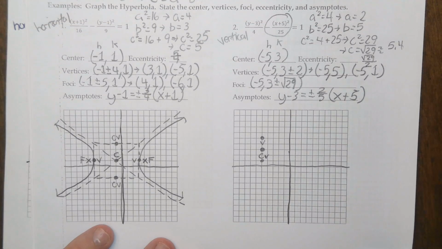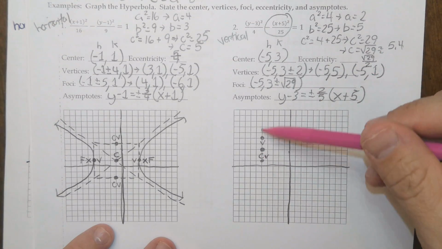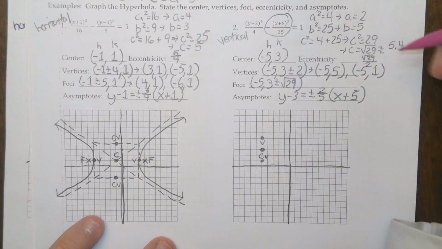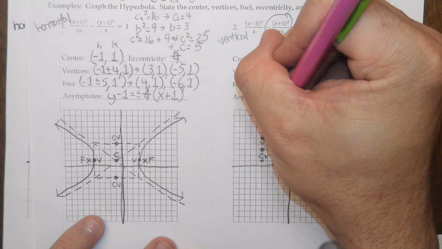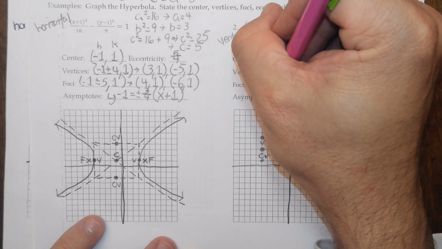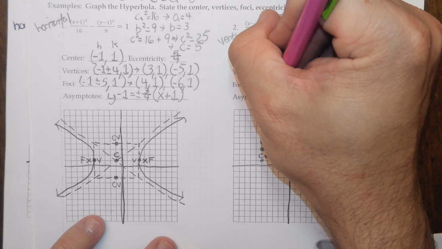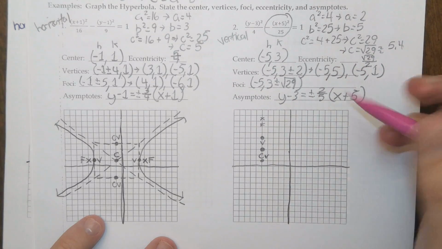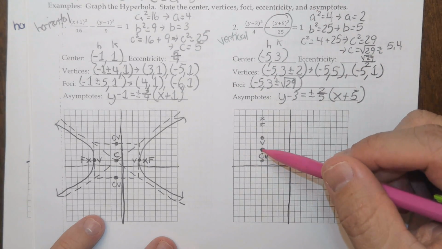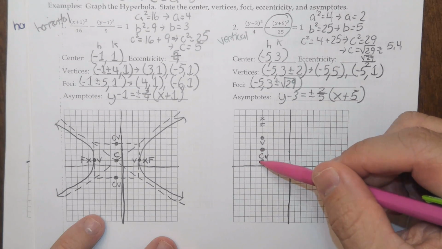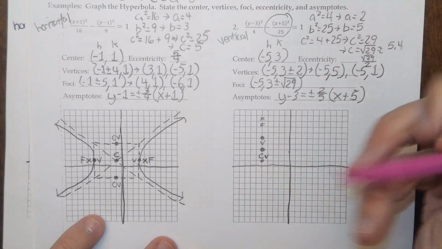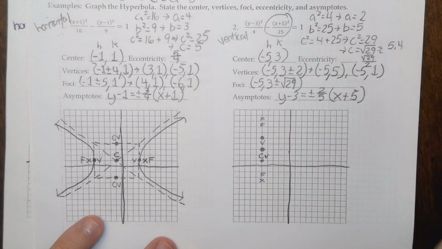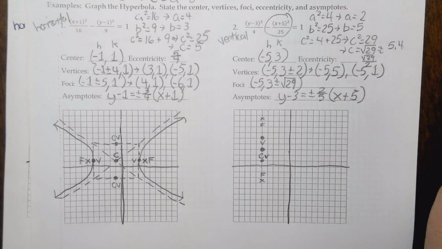Our foci, same thing, are on this same line, so we're going to go up and down from the center. 5.4, so just do your best. There's our focus right there, and then we're going to go down from the center 5.4 as well. There's our other focus.